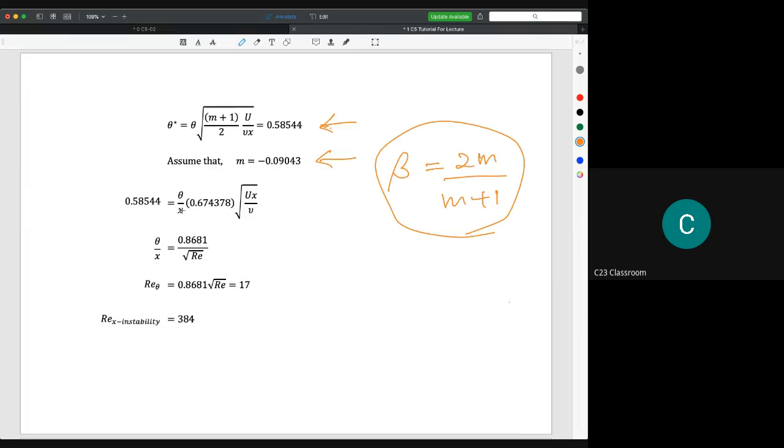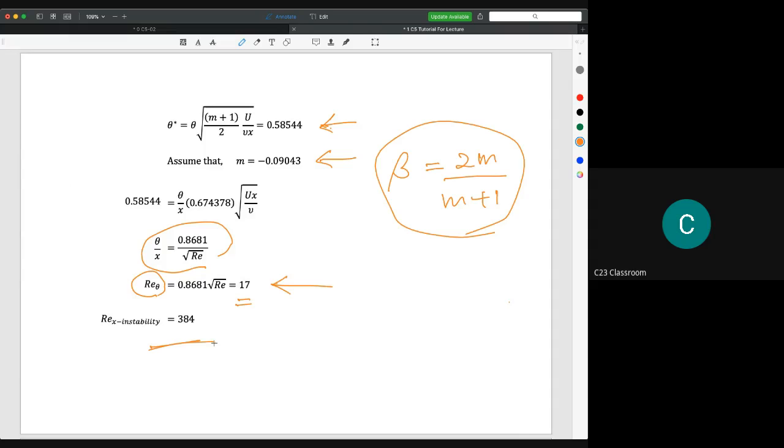We have x over theta, and then we have everything of this one. Then we could substitute like this, and then substitute again with the equation of Reynolds theta, and we could get it is equal to 0.8681 square root Reynolds number, and then we could get it is equal to 17. Then we could calculate the instability. It is equal to 384 Reynolds number.